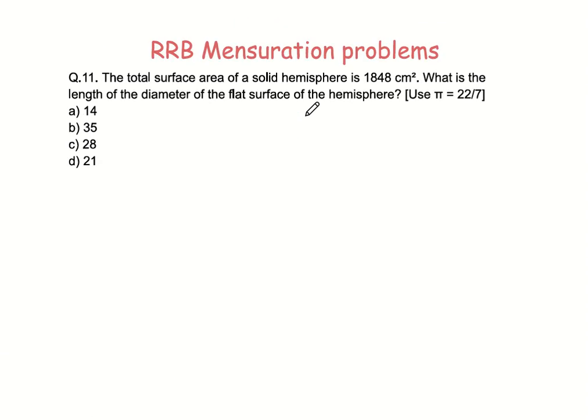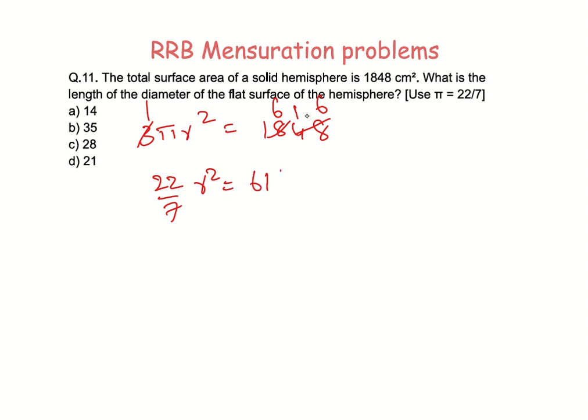Next, the 11th question. The total surface area of a solid hemisphere is 1,848 centimeters square. What is the length of the diameter of the flat surface of the hemisphere? We need to find the diameter. Here the total surface area formula of the hemisphere is 3 pi r square, equal to 1,848. Dividing by 3, we get 616. Now the pi value is 22 by 7, so 22 by 7 r square equals 616.